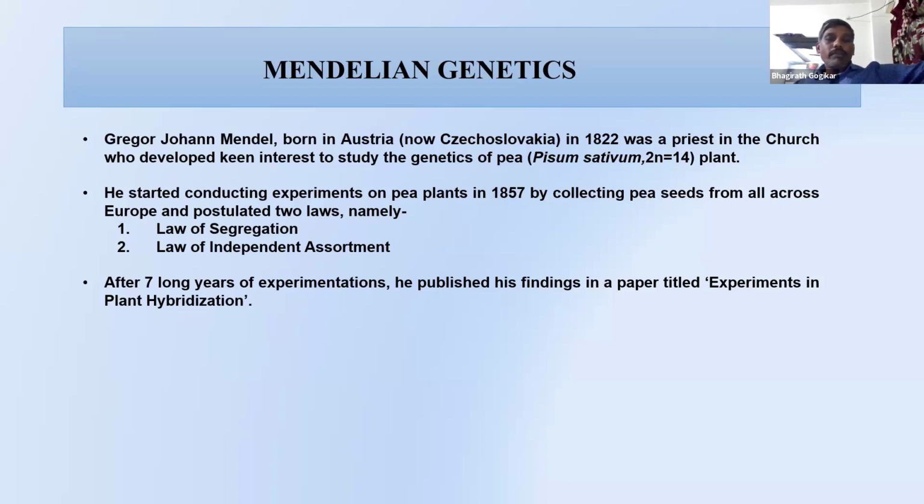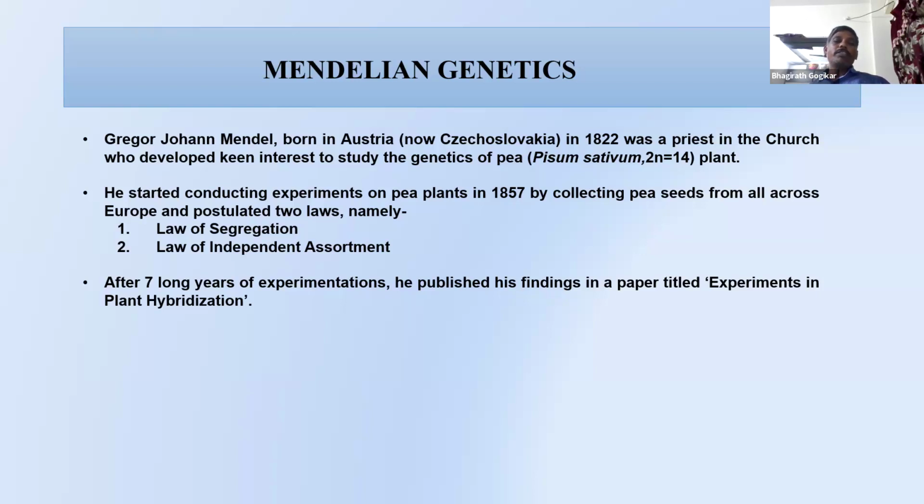That's why we examine 7 pairs of characters. 7 pairs, 7 into 2, that is 14. The 14 is the diploid number of chromosomes in the Pisum sativum plant. He started hybridization experiments on pea plants in 1857 by collecting pea seeds from all across Europe and postulated. He discovered 2 Mendelian principles we know very well based on his hybridization experiments.